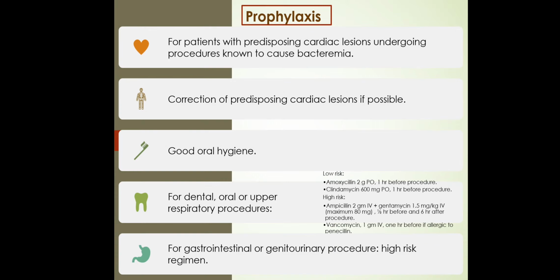For prophylaxis needed to be done for patients with predisposing cardiac lesions undergoing procedures known to cause bacteremia, correction of the predisposing cardiac lesion, if possible, is recommended. Good oral hygiene is recommended at all times. For dental, oral, and upper respiratory procedures, there is a low-risk regimen and a high-risk regimen, as stated here. For GIT and genitourinary procedures, it is always recommended to take the high-risk regimen.